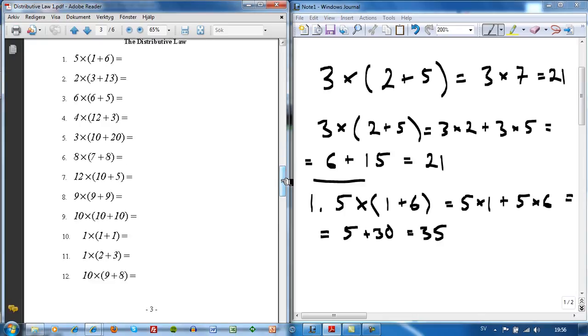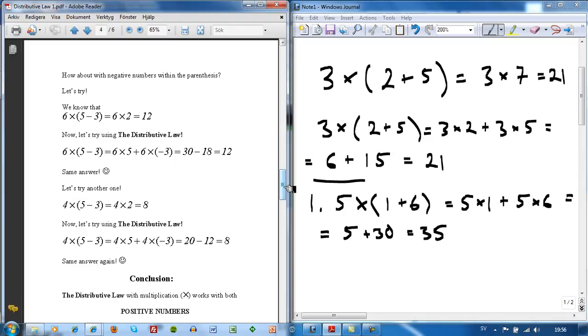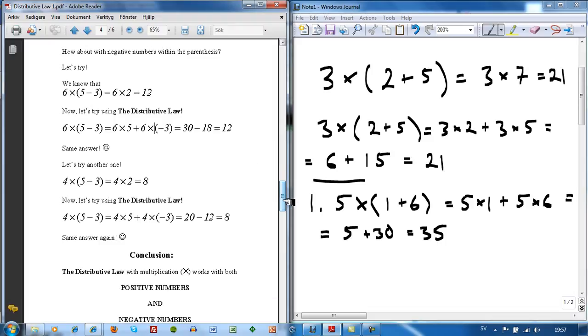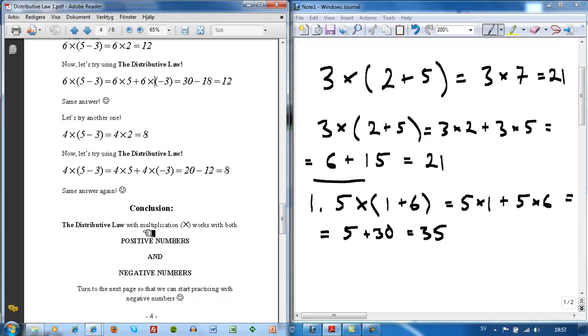Okay, let's see if there's a trickier one. We can do the same thing with negative numbers inside the brackets. So let's have a look at this. 6 times, within brackets 5 minus 3. Then we just write 6 times 5 plus 6 times minus 3. It's easier to read and looks better if we have minus 3 within brackets. So 6 times 5 is 30. 6 times minus 3 is minus 18, so the answer is 12. So the conclusion is that the distributive law works with multiplication, both with positive and negative numbers.